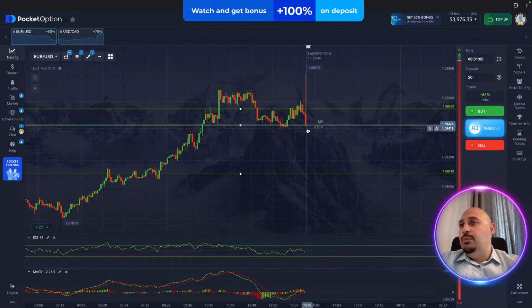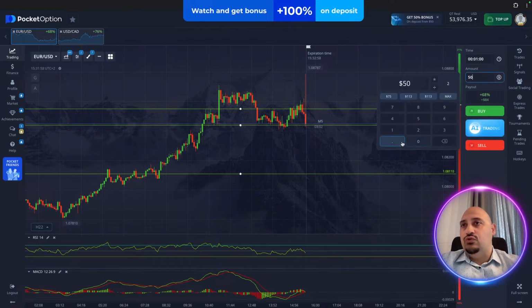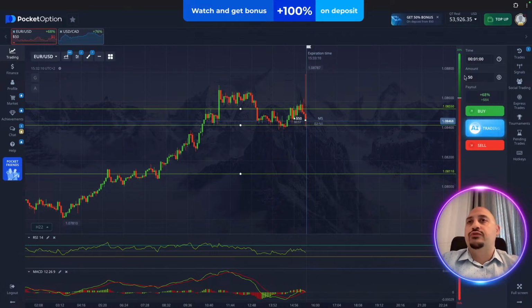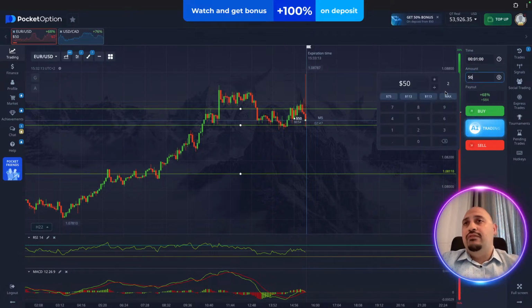All right, so what I'm going to do now is wait for this candle to close and then I'm going to open a position. I also have my support and resistances and I'm expecting the euro to go slightly higher. So I'm going to open a position for $50 and click on buy, because I'm expecting that this is not so good news for the United States, even though the volatility is not so high.